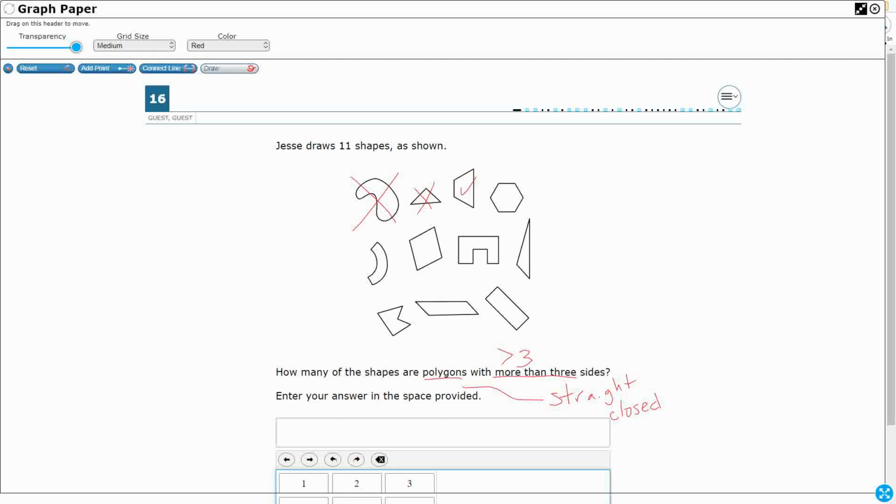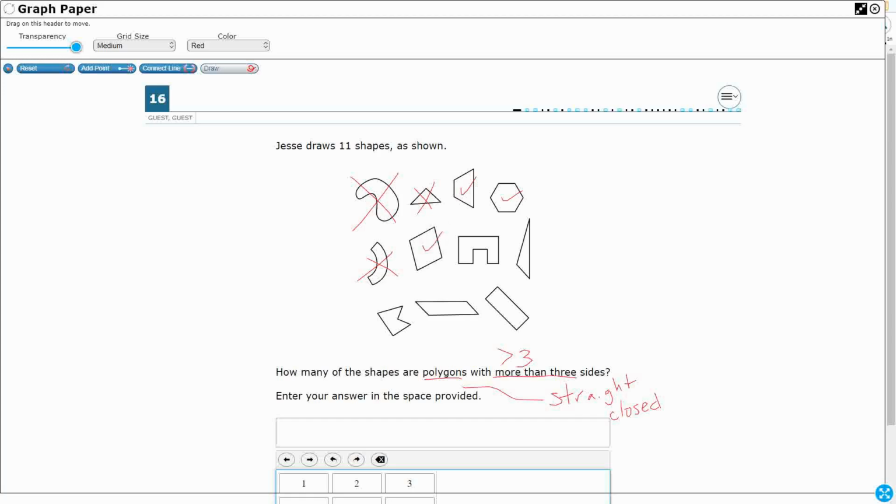That is a trapezoid. That is a polygon with 4 sides. That's also going to work. That's a polygon with 6 sides. Now this is closed, but it is not straight, so that's not going to work. Looks like we've got a rhombus or a parallelogram here that works.